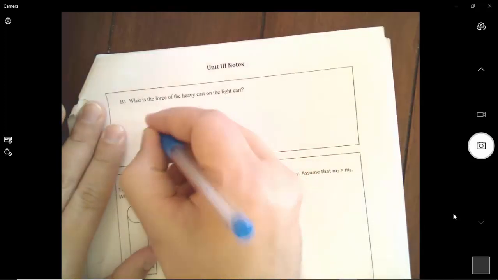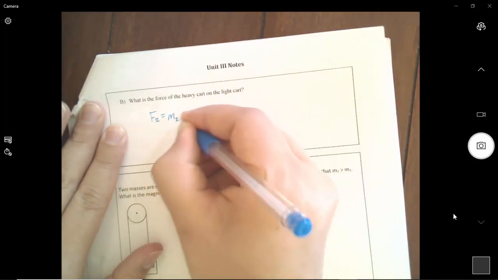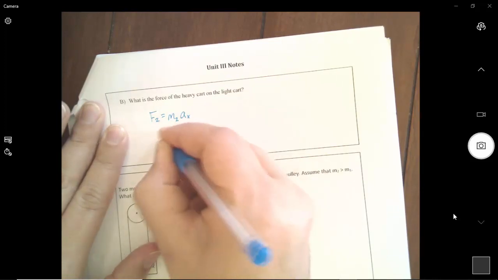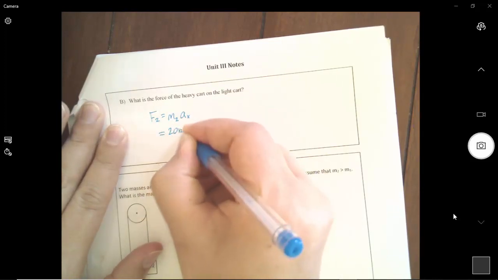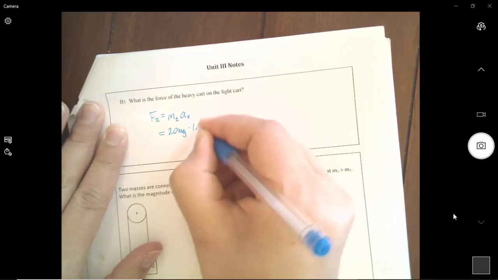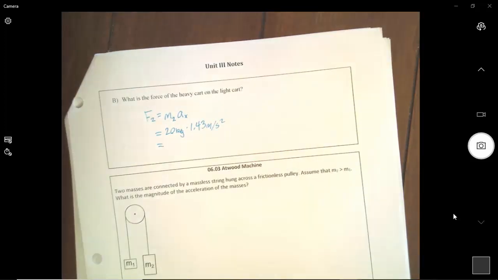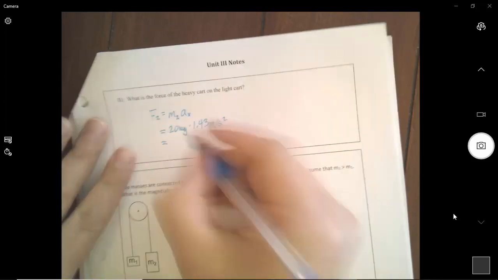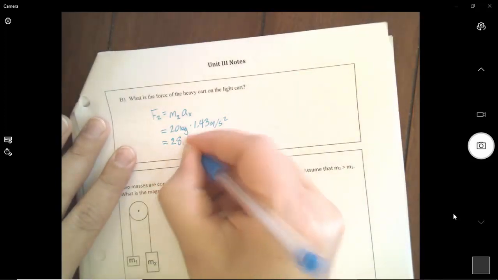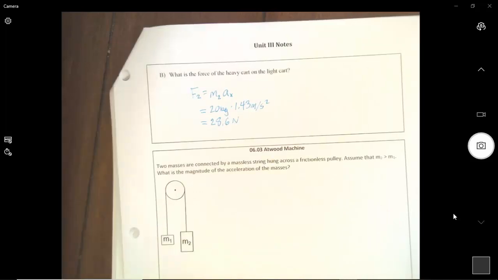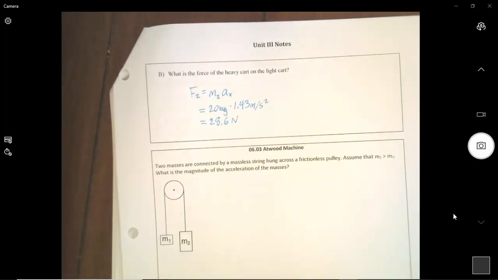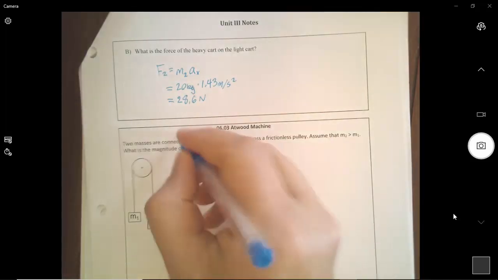So we'll use the easiest equation, which is the one I asked you for anyway. This is equal to M2AX, and that is 20 kilograms times the 1.43 meters per second squared, and that is 28.6 newtons. We are not going to end up doing that one.